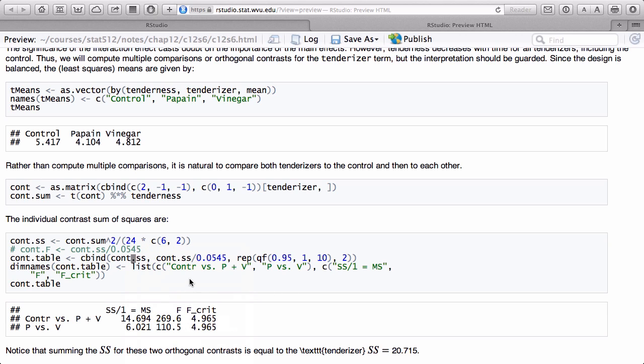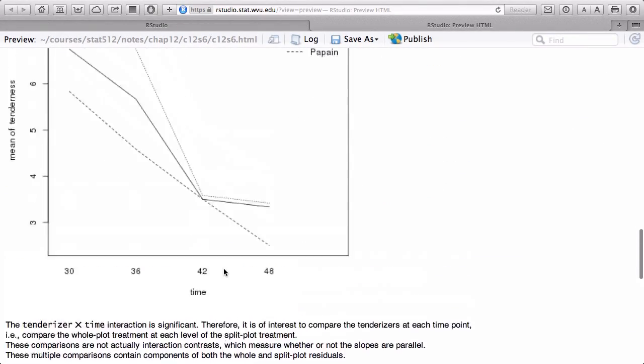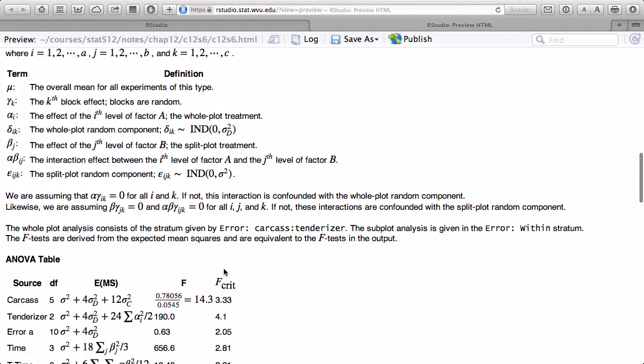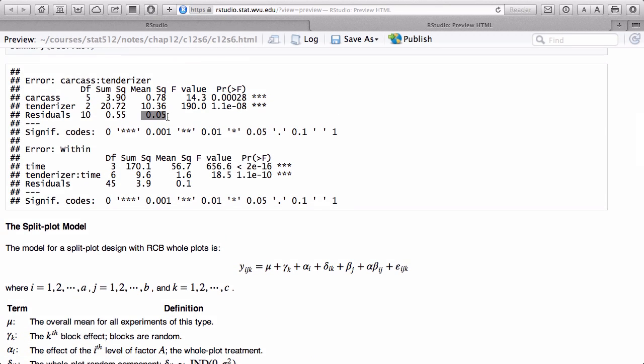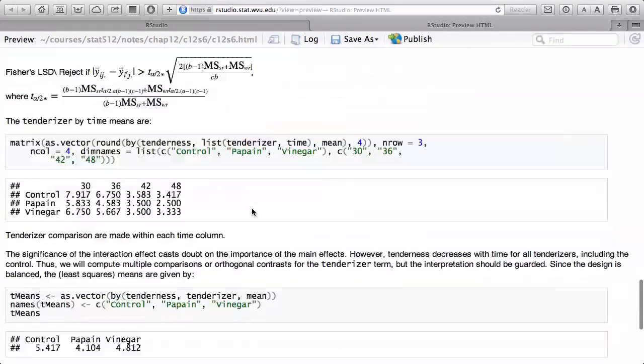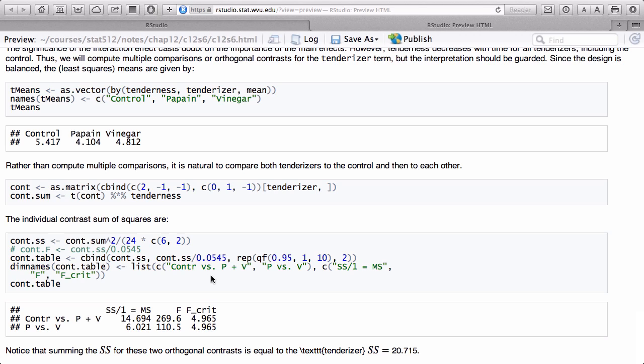Then I take the mean square divided by this 0.0545. Where did that 0.0545 come from? Well, it is really this value right here. It is rounded off to 0.05, but it's really 0.0545. So that gives me an F-test, and then these are the critical values. You can see they're both highly significant.